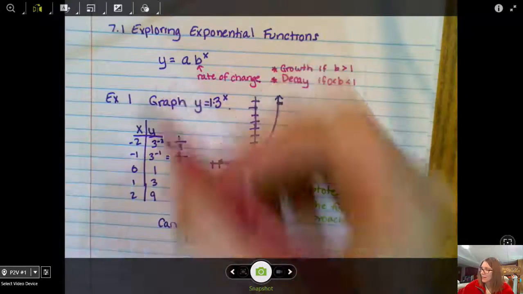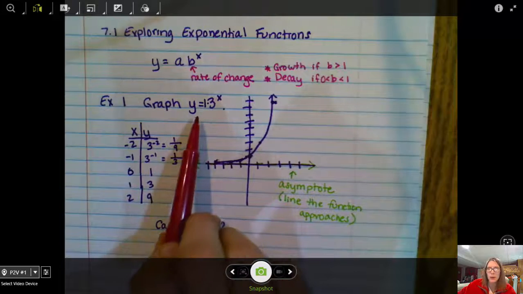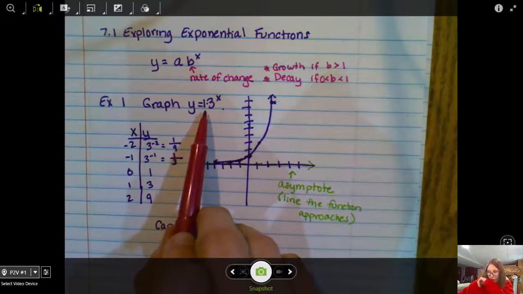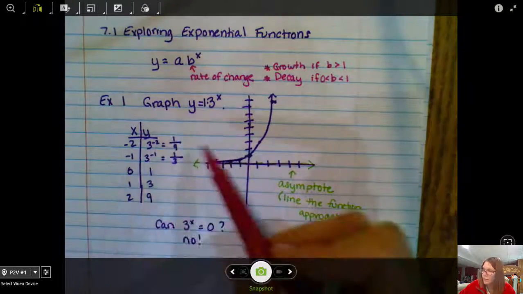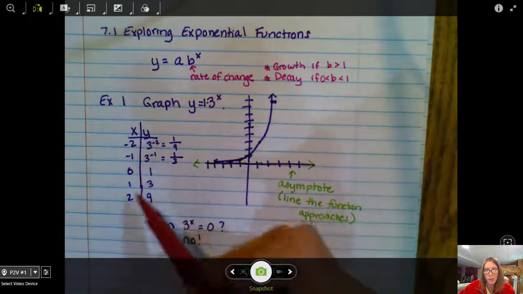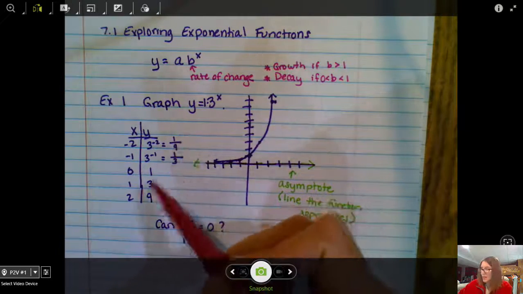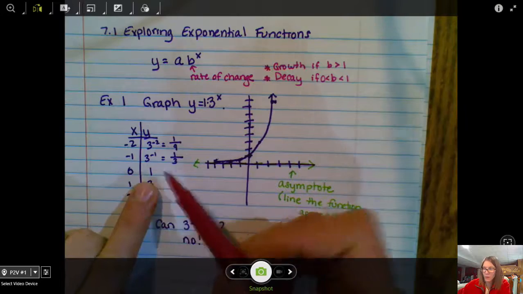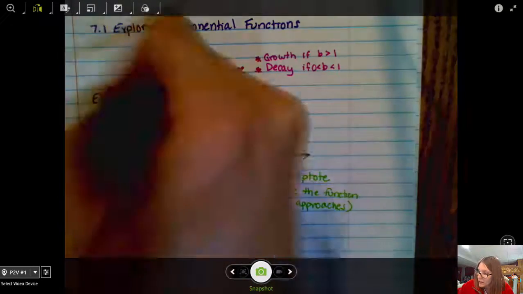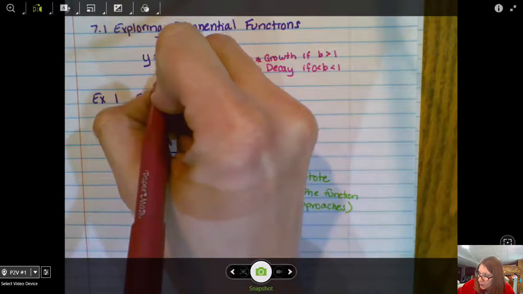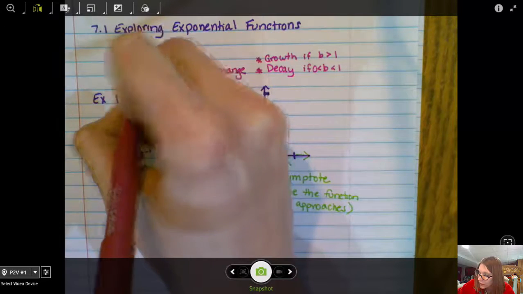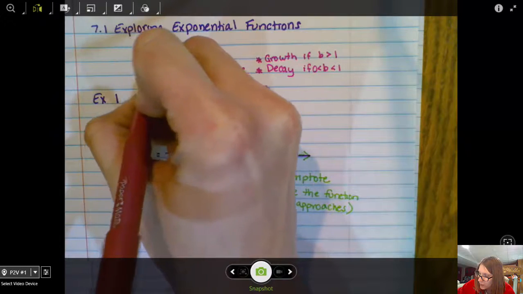Now what does a tell us? Okay, a in this problem was 1. We look and see where's 1 happening here. 1 is really your y-intercept. 1 is our y-intercept. It's your start value. It's your initial value or y-intercept.